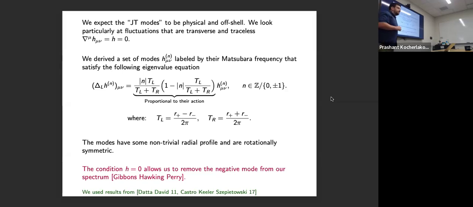And a comment that will be important in a minute. This is our gauge condition, and we're also choosing them to be traceless. This is because we want to remove the, well, in any gravity calculation, there is a negative mode that was identified a long time ago by Gibbons, Hawking, and Perry. This comes from fluctuations of the trace. The trace also decouples from the rest of the modes in the metric, so we can just forget about that. But this will be important in a minute for the Reissner-Nordstrom case.